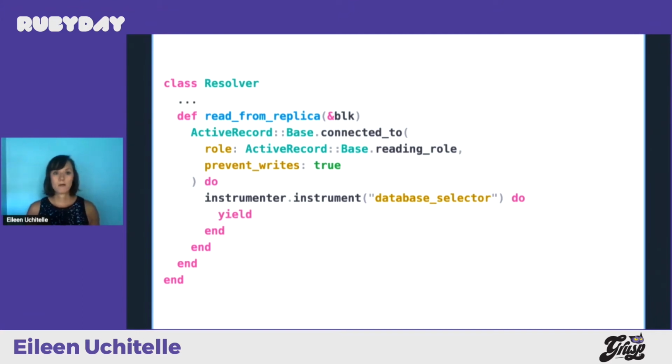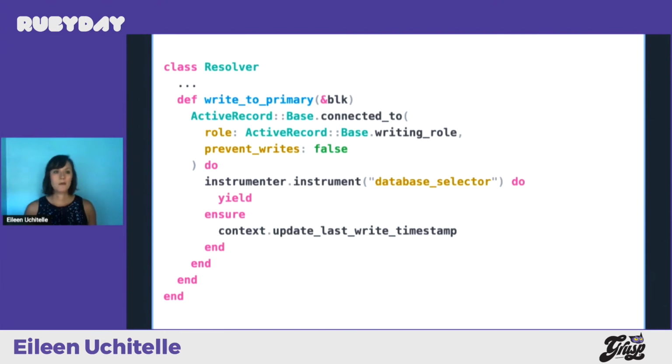Lastly, if we have a non-reading request and are performing a PUT, PATCH, POST, or DELETE, we call write_to_primary with the writing role and prevent_writes set to false. The write_to_primary method also updates the context's last write timestamp. The timestamp is used to determine when the last write occurred, so the read_from_primary conditional can determine whether we're safe to read from the replicas. As I mentioned before, the middleware is meant to be extensible, changed, or overwritten to match your application's needs.